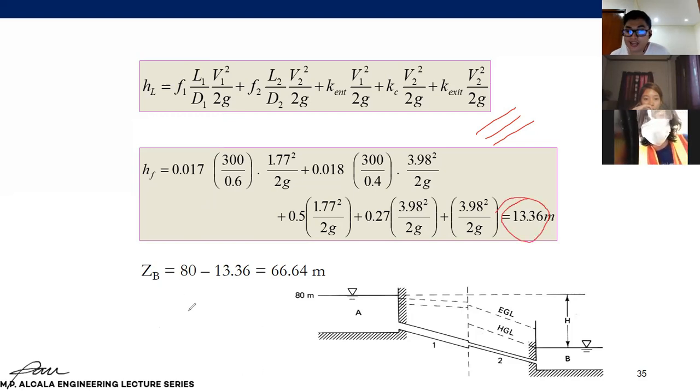So in order for you to get the elevation of B, that's simply 80 minus the head loss. So the initial head of A to B. Okay? So that will give us 66.64 meters. Isang bagsak muna. 3, 2, 1. Boom. Okay? May tanong. Any questions? Wala. Okay. Continue.